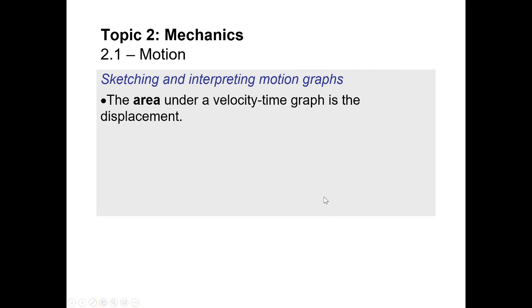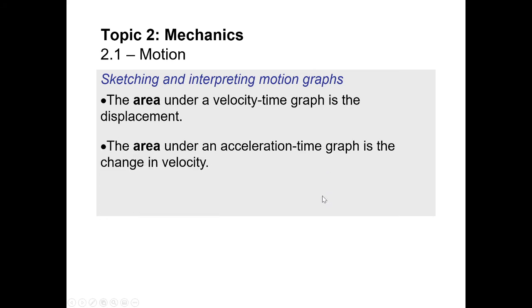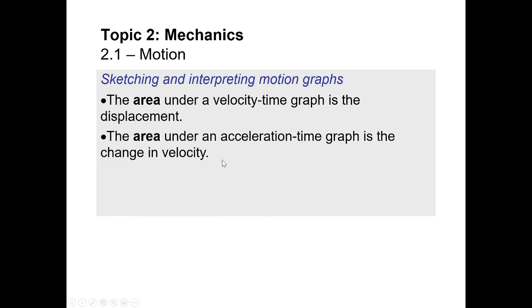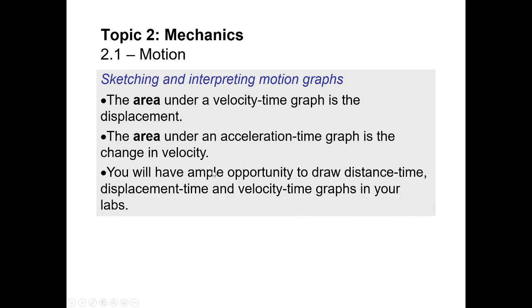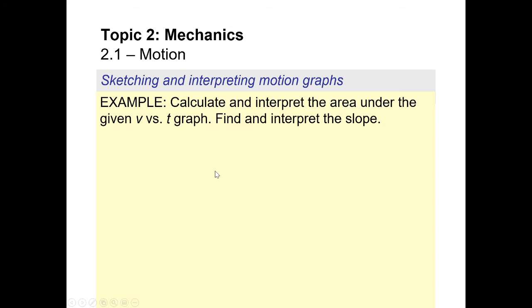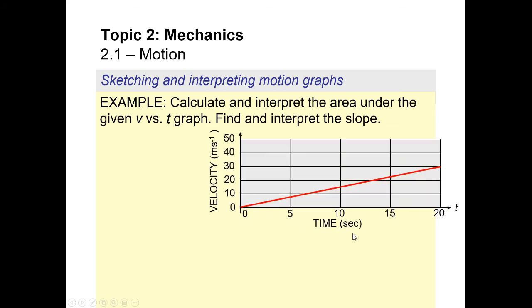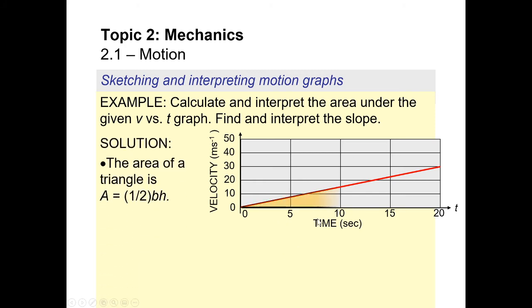Now let's look at the area under a velocity time graph. Okay, now you're being told that the area under the graph is displacement, and the area under the acceleration time graph is the change in velocity. Okay, so let's see why that is. Here's a velocity time graph. We already saw that the slope of this is acceleration. Now let's look at the area underneath.